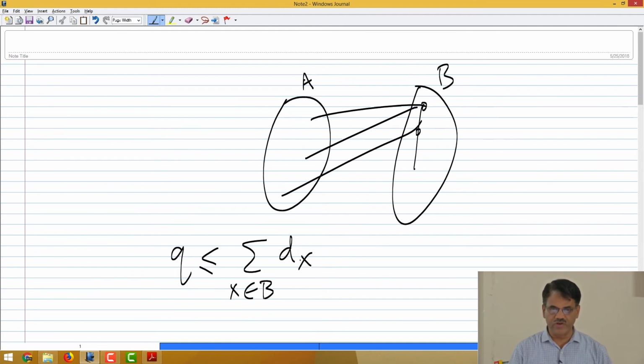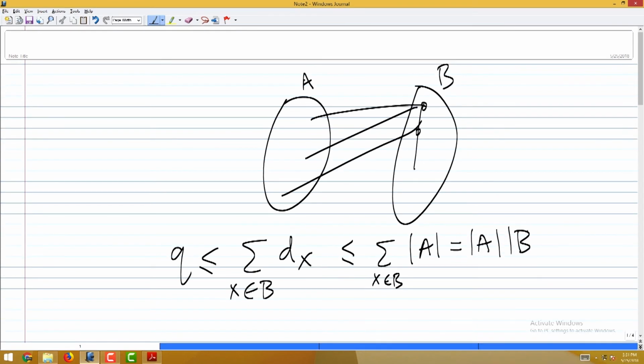So, total number of edges is at most summation d_x, x in B, but we already have an upper bound of the degree of any vertex. We know that it is at most the size of A because every neighborhood is independent and A is the maximum size independent set. So, this is less than or equal to summation of cardinality of A, x in B. So, this is equal to cardinality of A times cardinality of B. So, number of edges is less than or equal to cardinality of A times cardinality of B.